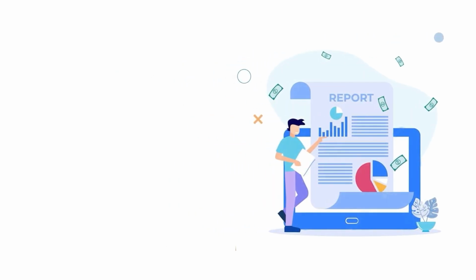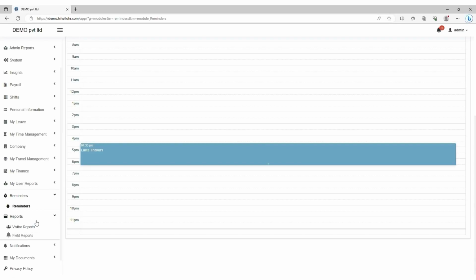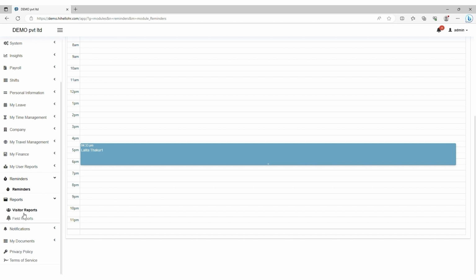Reports, in which you can manage the reports of the employees, which will be automated report compilation. So let's see how to manage it and how to deal with it. Just click on report. In this you will get two sections: visitor reports and field report. First, click on visitor reports.